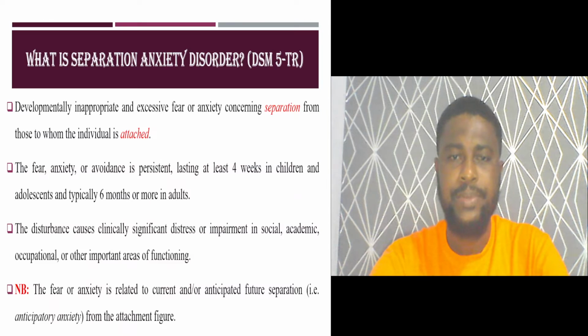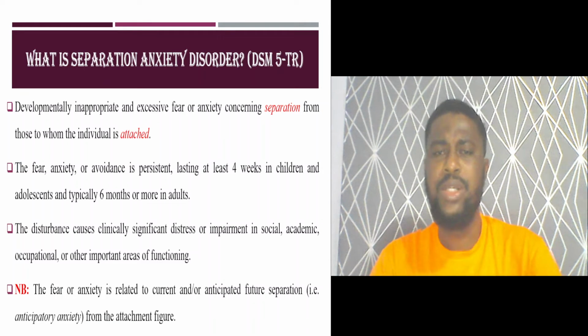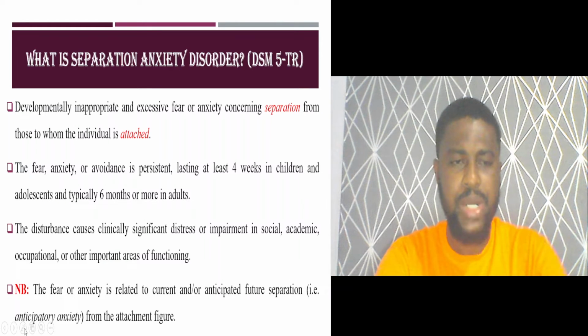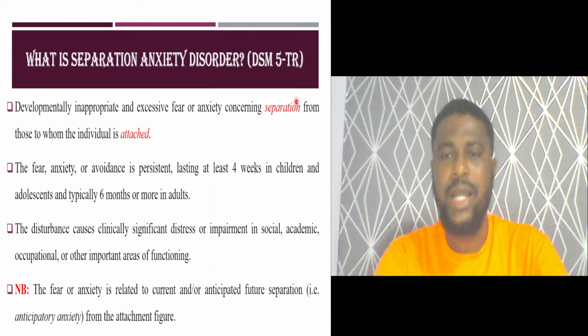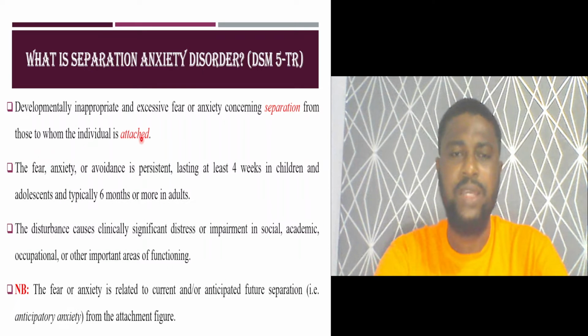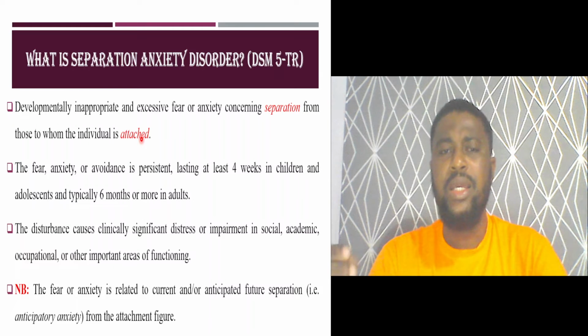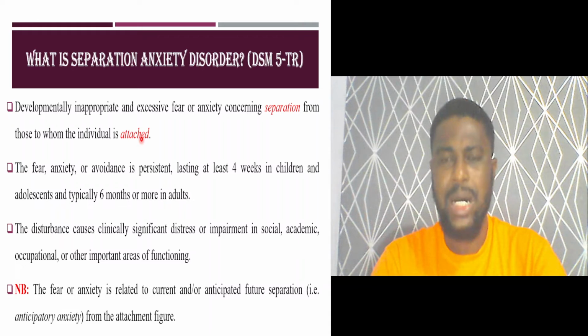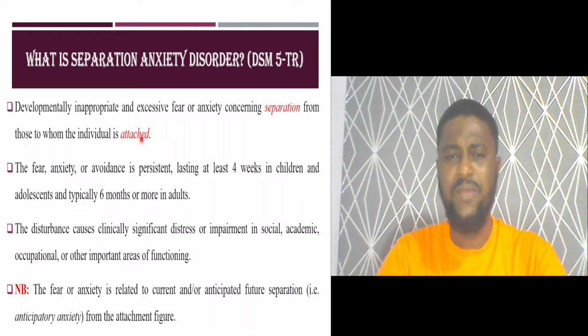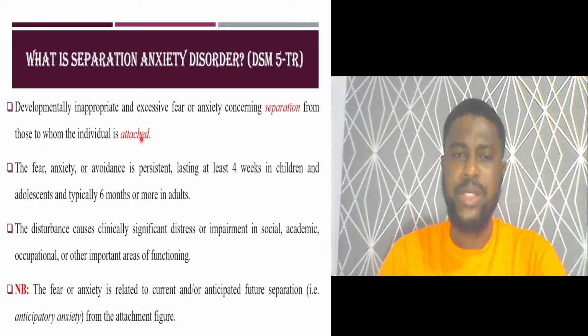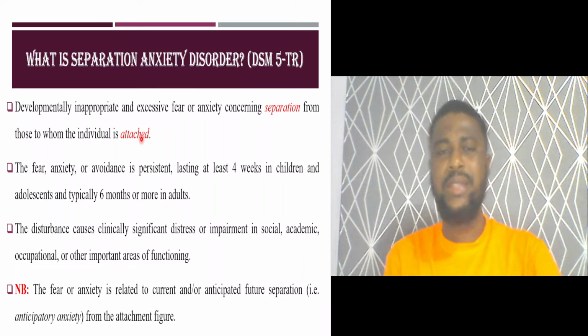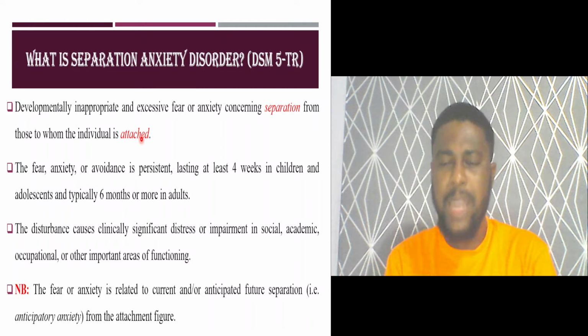That is very important. So, according to the DSM-5 TR, separation anxiety disorder is a developmentally inappropriate and excessive fear or anxiety concerning separation from those to whom the individual is attached. So the key point is that the individual is experiencing fear or anxiety that is excessive, that is pervasive, meaning that it's affecting various important aspects of their life, whether academic, occupational, family, social life, and all that. And this anxiety or fear, which is persistent, excessive, inappropriate, pervasive, is in relation to being separated from someone that they love, they are attached to, or have become so bonded to.